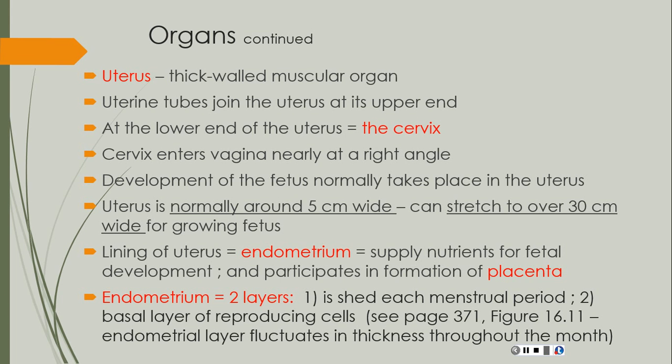And inside the uterus, there's a special lining called the endometrium. The endometrium supplies nutrients for fetal development. It also participates in the formation of the placenta. The endometrium has two layers. The first is shed each month during a menstrual period, and the second layer underneath is the basal layer, and it has the reproducing cells. And you can see the endometrial layer on page 371. If you look at that slide, it fluctuates in thickness throughout the month, and we'll take a closer look at that in a moment.